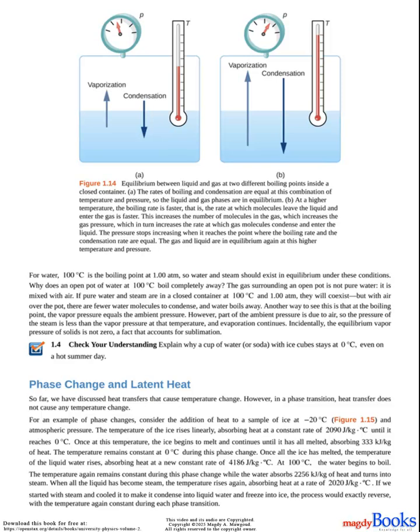At 100 degrees Celsius, the water begins to boil. The temperature again remains constant during this phase change while the water absorbs 2,256 kilojoules per kilogram of heat and turns into steam. When all the liquid has become steam, the temperature rises again, absorbing heat at a rate of 2020 joules per kilogram degree Celsius.